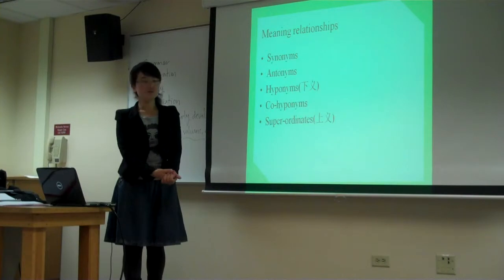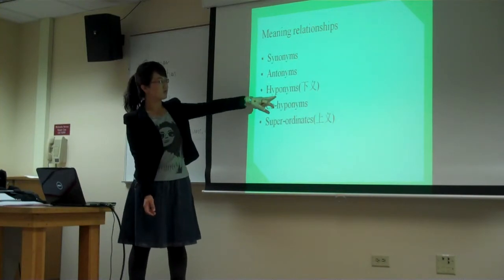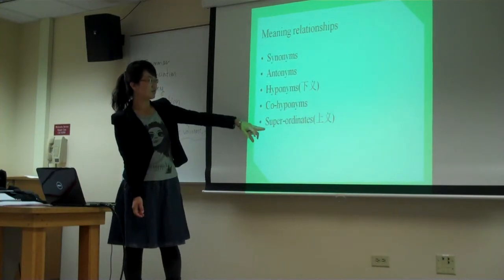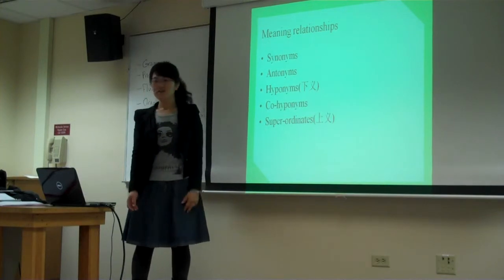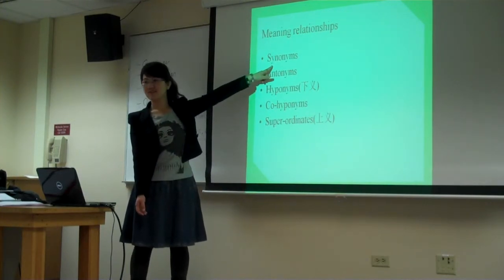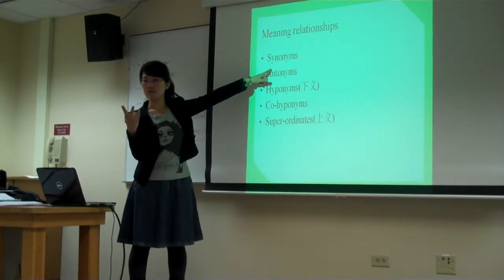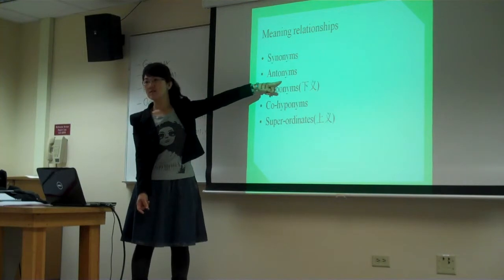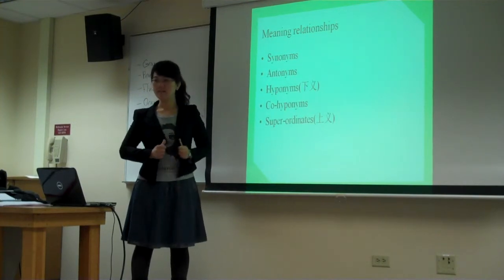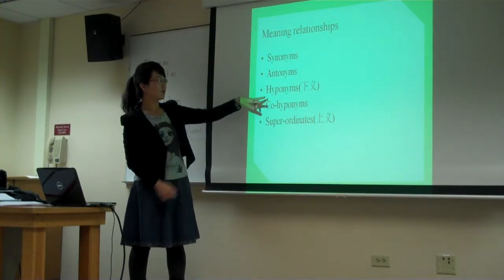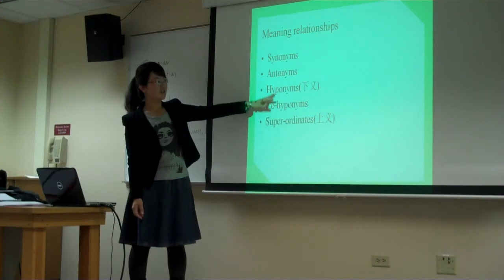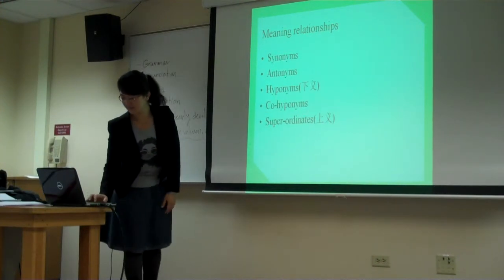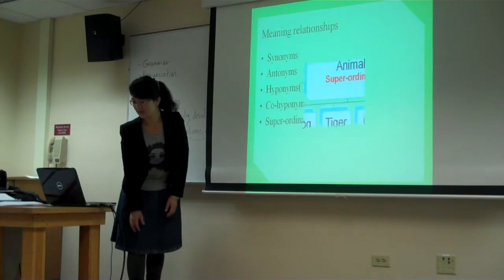And meaning relationships, we have synonyms, antonyms, hyponyms, co-hyponyms, and superordinates. For example, do you know what is synonyms? Yeah, the two words have the same meaning. We call the two words synonyms with each other. And antonyms, the opposite meanings, right? Tall, short, okay, for example. And hyponyms, and I will display these three relationships for you.